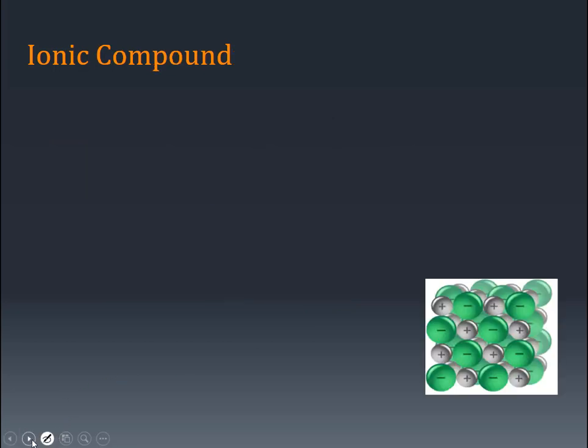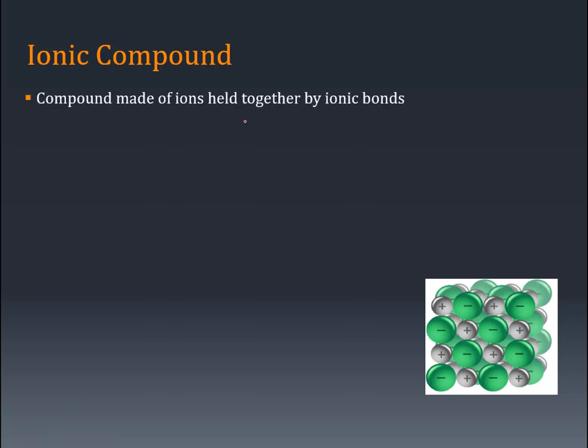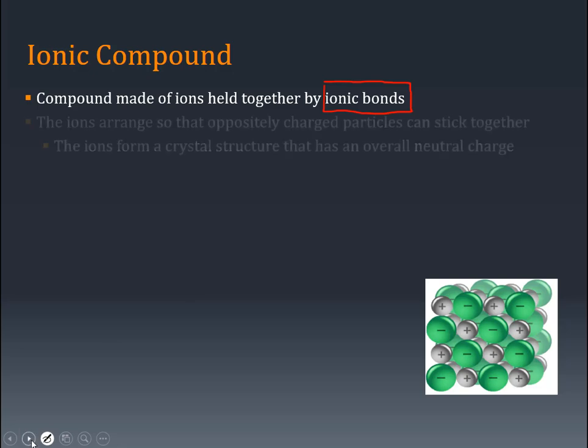So if we look at this in a little more detail, an ionic compound is a compound made of ions held together by ionic bonds. Now, an ionic bond is an attraction between oppositely charged particles. That's all a chemical bond is. It's an attraction between atoms or ions. An ionic bond is an attraction between oppositely charged ions.